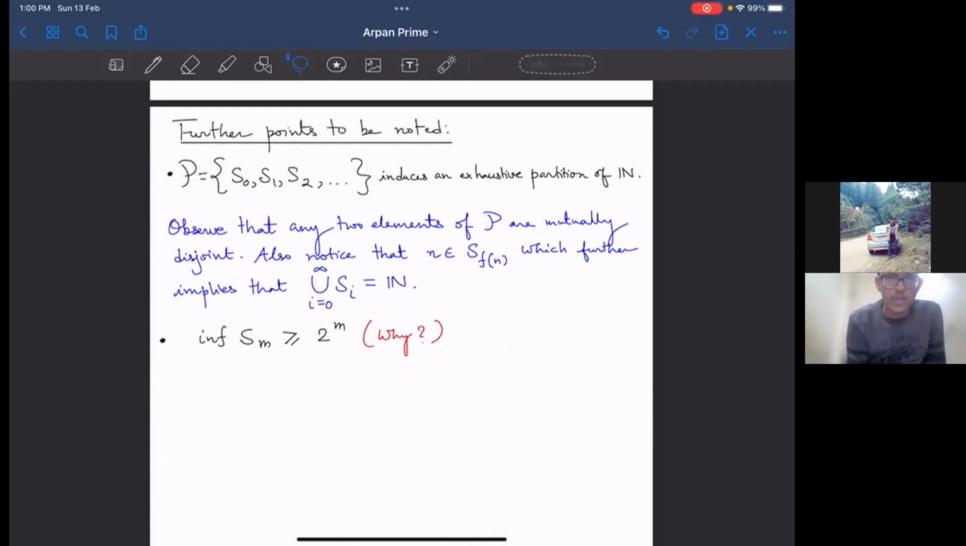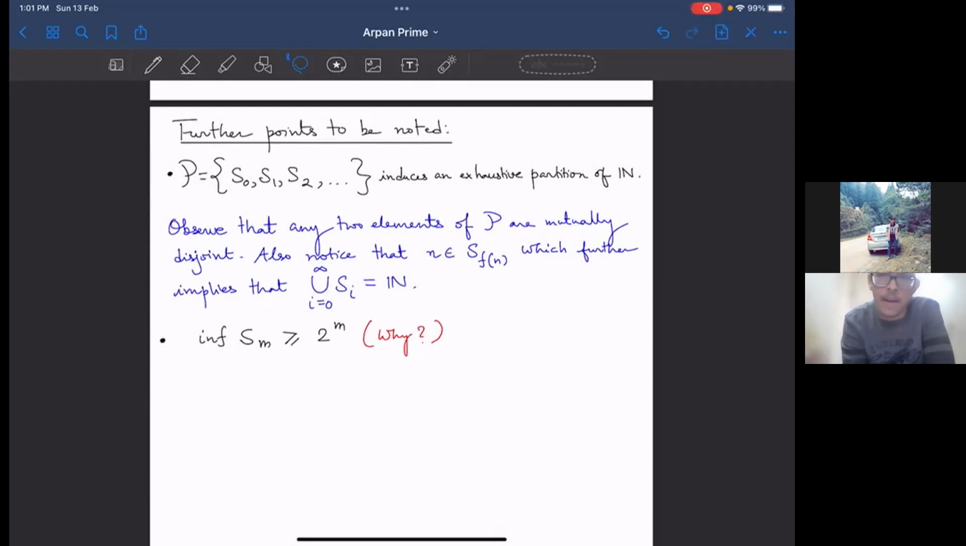The first point is to consider script P equal to the collection of the Si's that I've just defined. The script P induces an exhaustive partition on the set of natural numbers. Any two elements of script P are mutually disjoint because of, again, the fundamental theorem of arithmetic. Also notice that n belongs to S_f(n), which further implies that the union over i equal to 0 to infinity of Si is precisely the set of natural numbers. So you can map any natural number n to some Si, where i is precisely the sum of the exponents in the unique prime factorization of n.